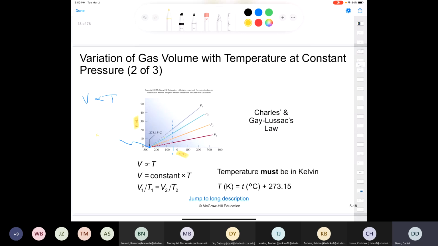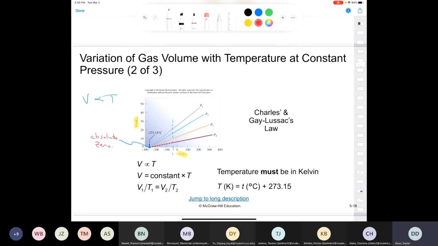And this point is what we call absolute zero. This is a theoretical temperature where there is no molecular movement whatsoever. Electrons don't move, nothing moves, no matter moves at all. And it's defined as absolute zero is 0 Kelvin or negative 273.15 degrees Celsius.